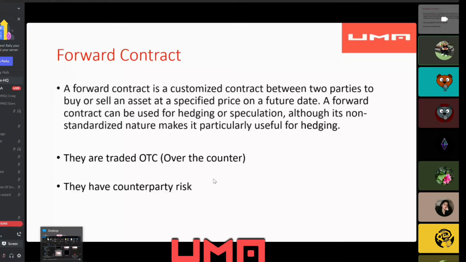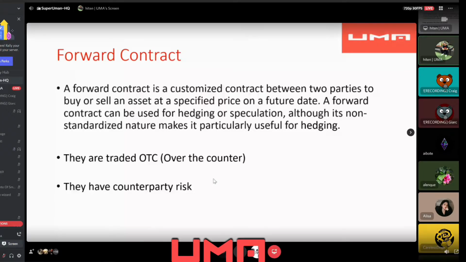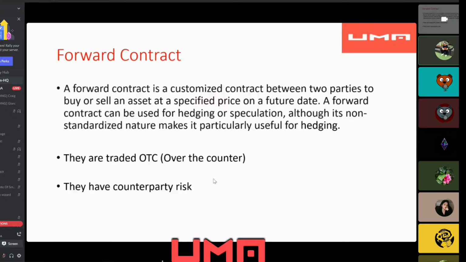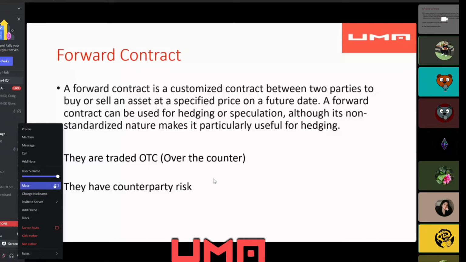A forward contract, as compared to a futures contract, has counterparty risk because we are dealing with the other party directly. There is no middleman or intermediary, such as a centralized exchange, to take care of the risk over here.